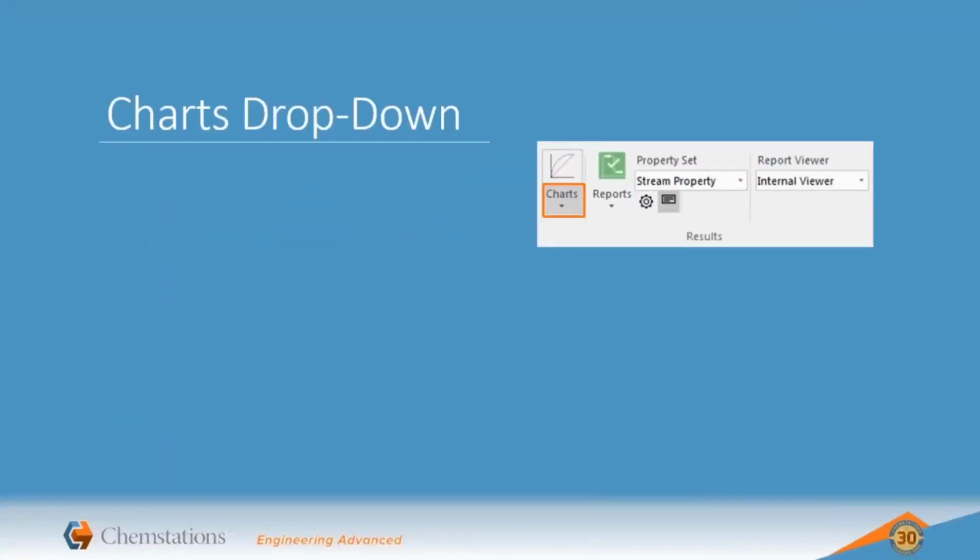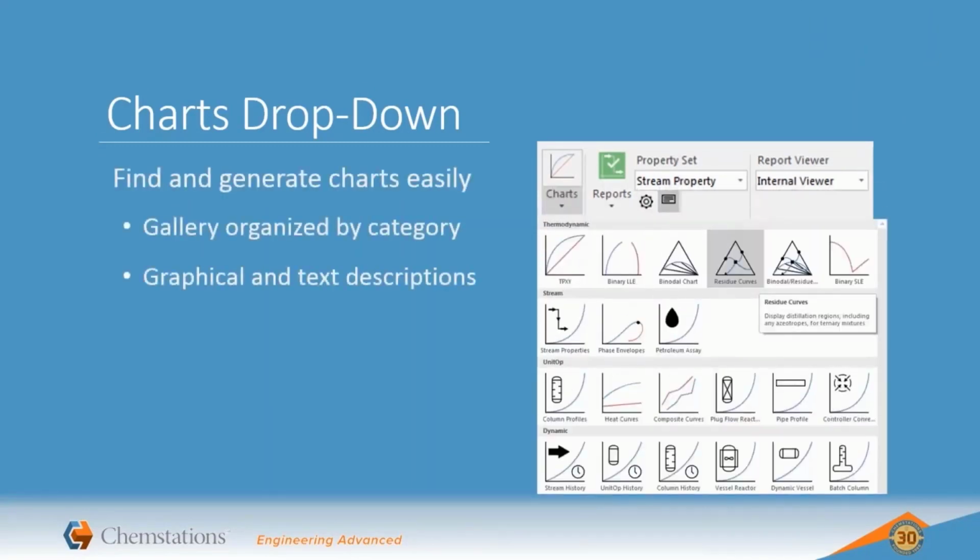Clicking the Charts drop-down opens the new Charts gallery, where the charts are organized by category, and each chart has a representative icon as well as a text description for us to quickly find and generate the chart we want. All we need to do is open up the gallery and select the chart.